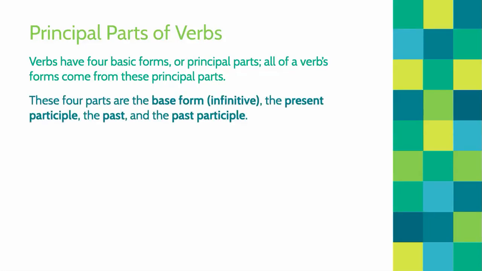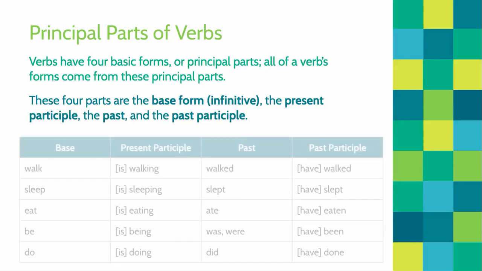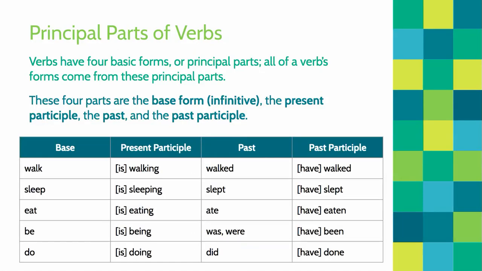These basic parts are known as the base form, which is also sometimes called the infinitive, the present participle, past, and the past participle. And here are some examples of those basic forms. You can see the base form is the form that is essentially unconjugated. The present participles generally end in -ing.